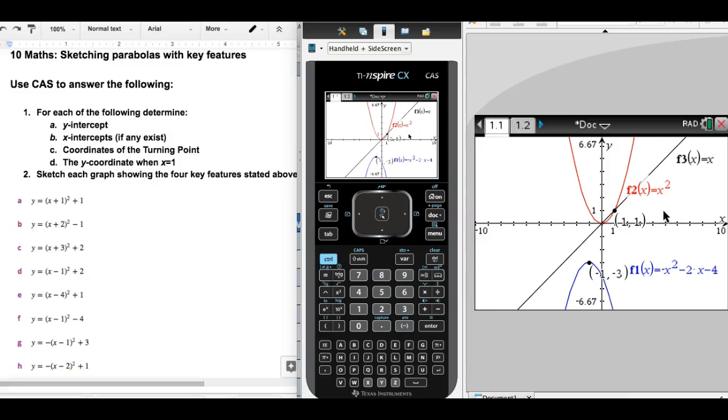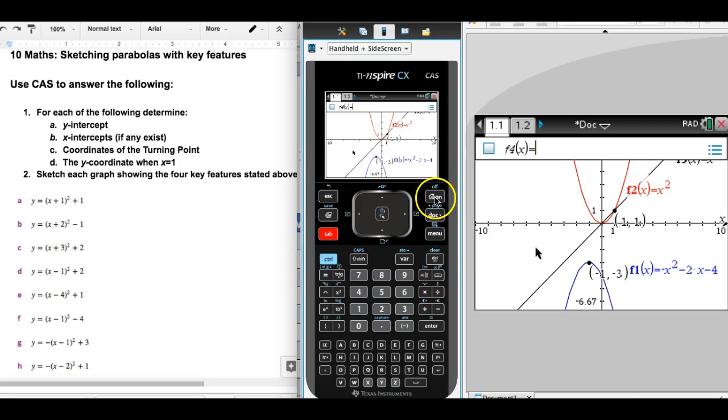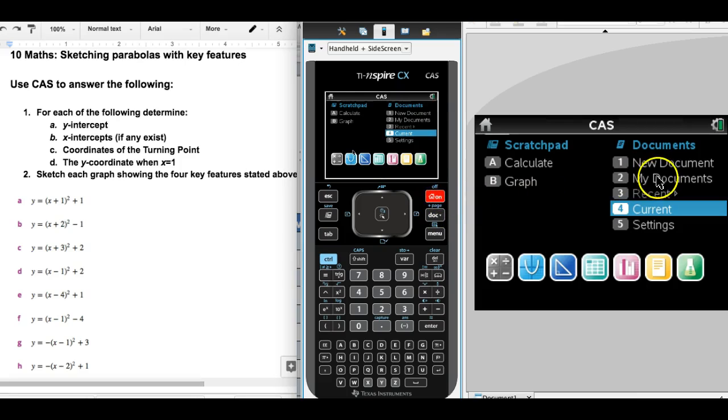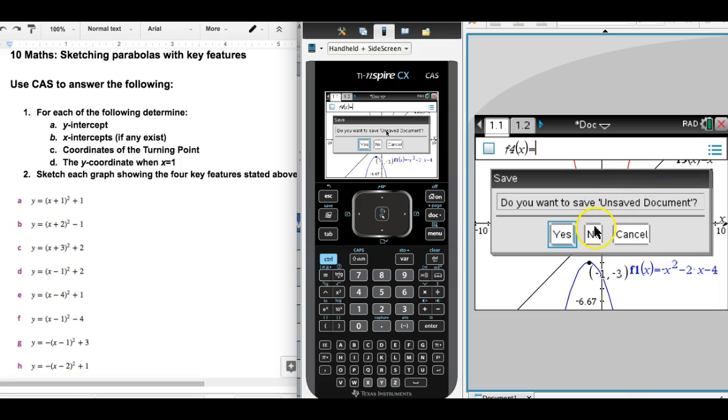All right, so I'm just going to quickly go through some of the examples here. Now, this is looking at stuff I did for the previous video. So to get rid of it, you can either go to tab and delete things, but I find it so much easier just to go to your home screen and just go to new document. And obviously you don't want to save it.